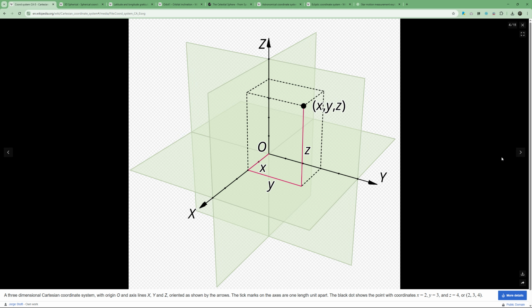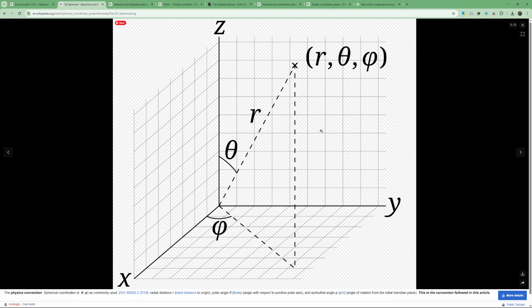The most fundamental one is the Cartesian system, which, as we are all familiar with, has x, y, and z. And then for any particular location, it's just referring to it by traveling x first, traveling y, and traveling z. And on top of that, we have the 3D spherical coordinate.